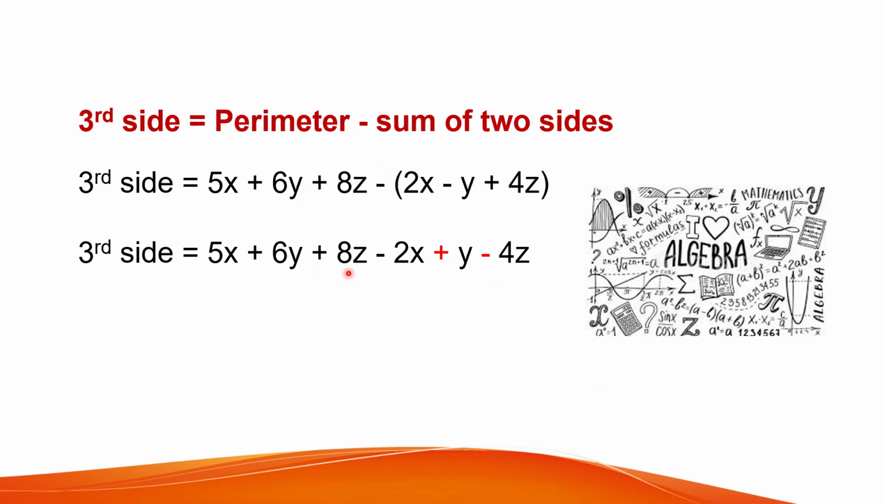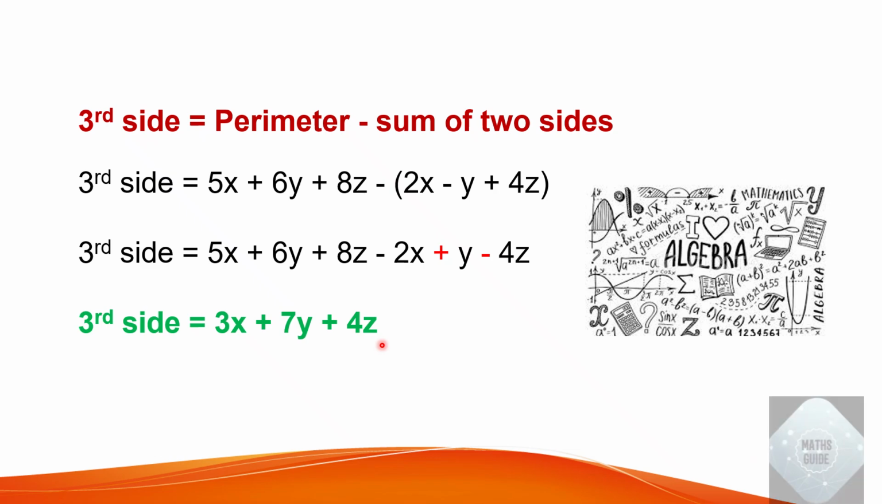5x plus 6y plus 8z minus 2x plus y minus 4z. You know the next step. Arrange the like terms, and if you can skip this step, you can. So our answer is 5x minus 2x is 3x, plus 6y plus y is 7y, and plus 8z minus 4z is plus 4z. So the length of the third side is 3x plus 7y plus 4z.